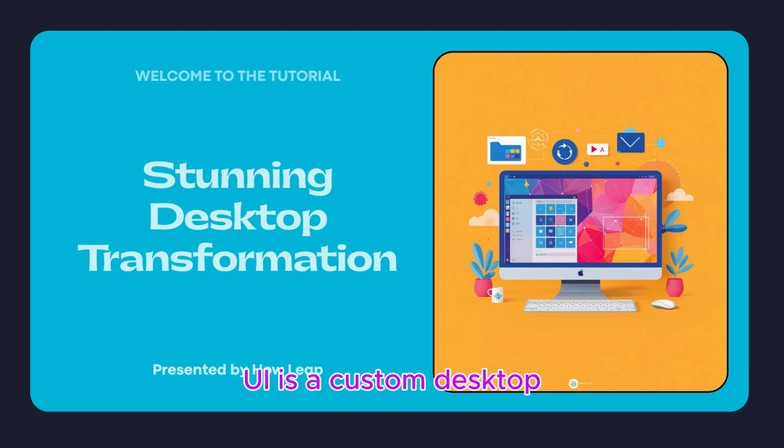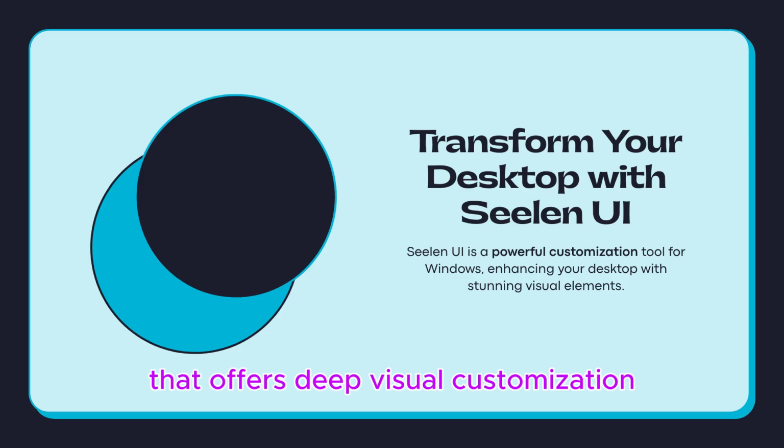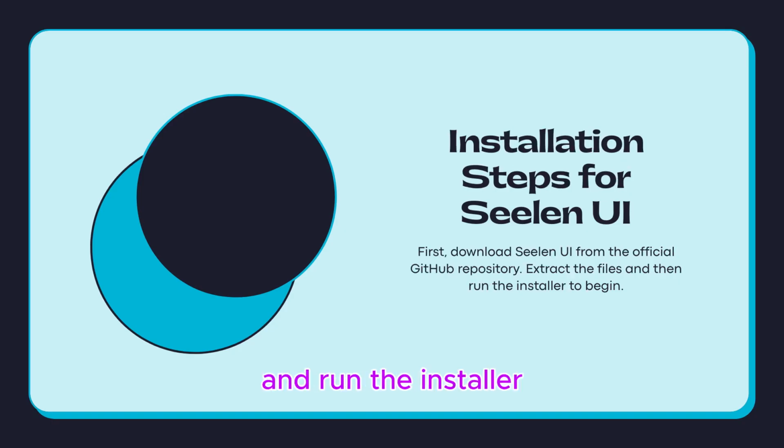Seelen UI is a custom desktop environment for Windows that offers deep visual customization. First, download it from the official GitHub repository, extract the files and run the installer.